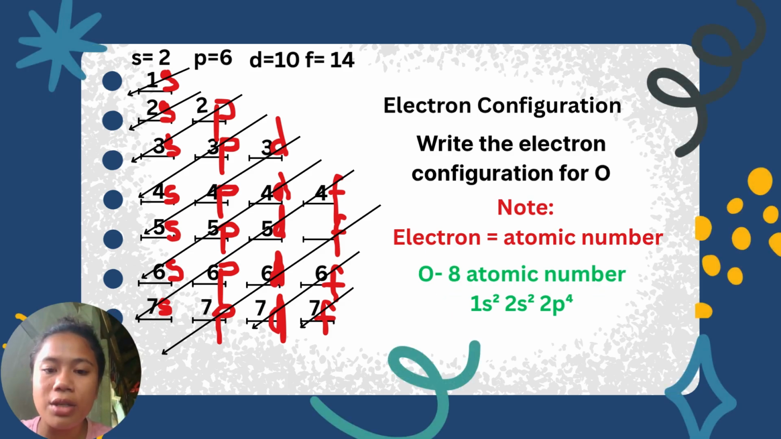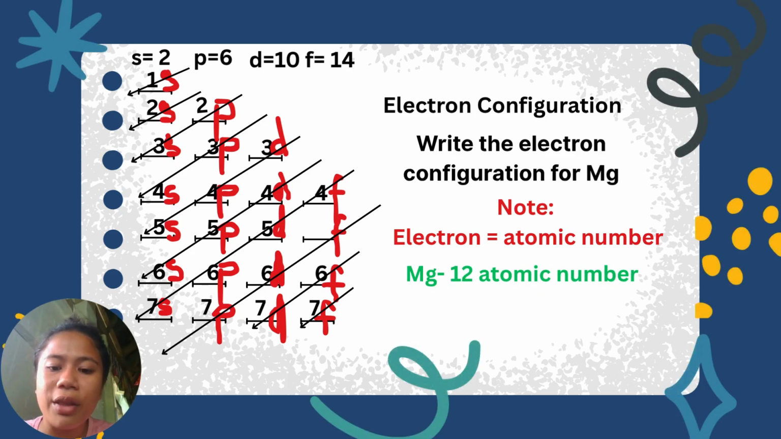Okay, let's have another example. Let's write the electron configuration for oxygen. The atomic number for oxygen is 8. Therefore, the sum of the exponents should be 8. Let's start with 1s2, 2s2, since we already have 4. And then what's next to 2s? It is 2p. In order to hit the target, should we write 2p6? No, we will write only 2p4 so that we hit the target, which is 8. So 2 plus 2 plus 4 equals 8.